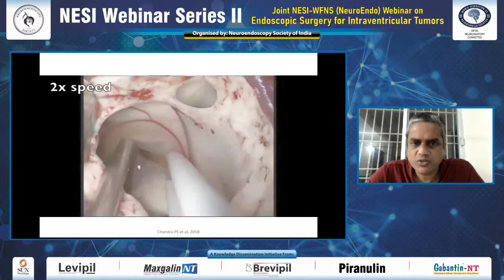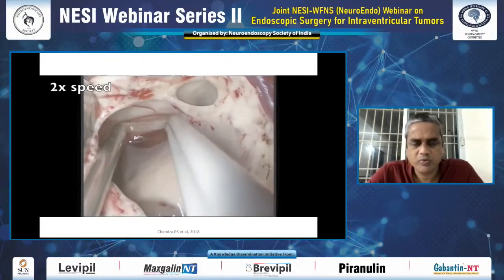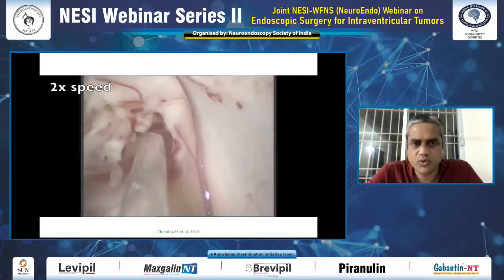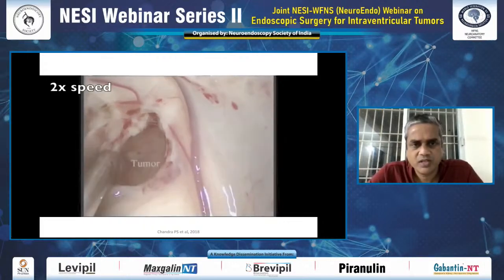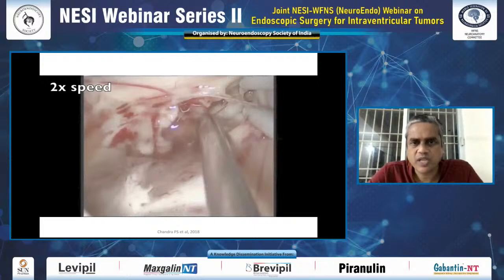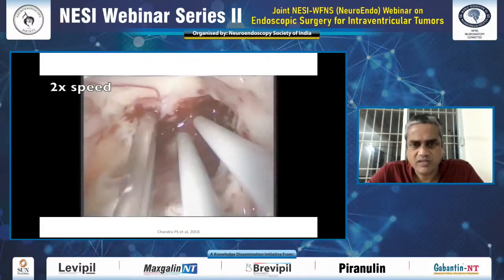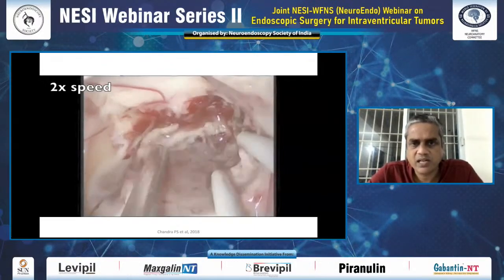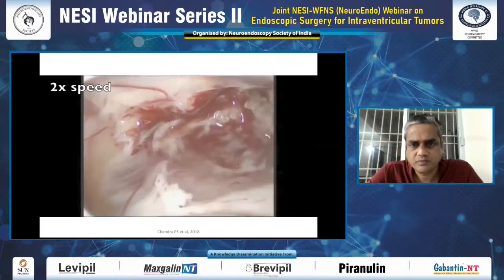Now, normally we should not approach these tumors from a superior axis because there is a thin floor of diencephalon over the tumors. But in this case, of course, the tumor was going through that. So there was only a very, very thin cover and we could immediately come onto the tumor.